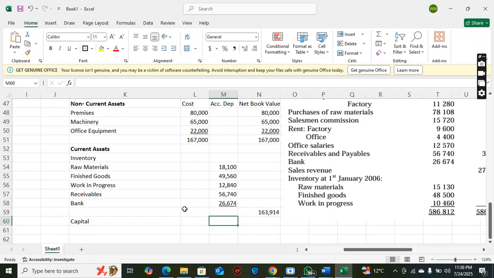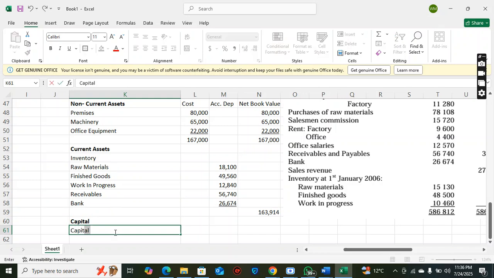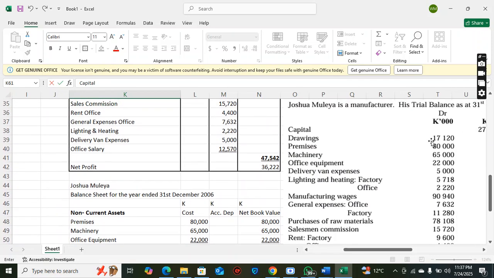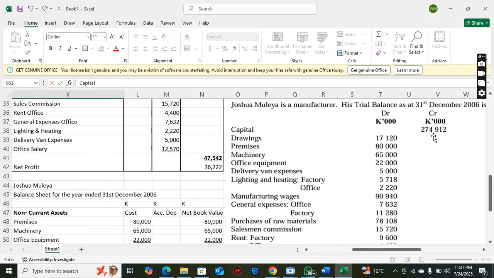Okay, so the capital part. Here we're going to say capital. Once we look at incomplete records, most of the calculations will be on this part here. So capital 17,120. Oh no, that's not, that's drawings. 274,912.